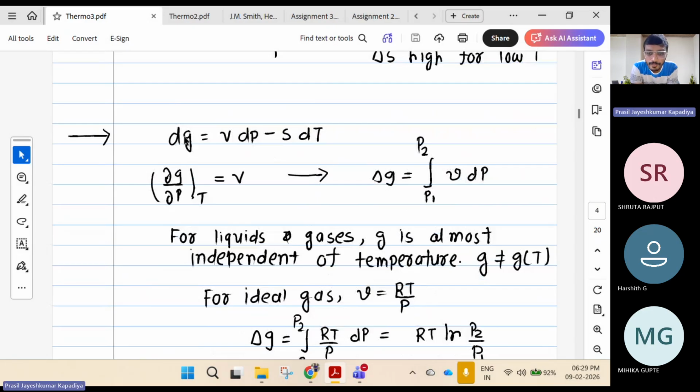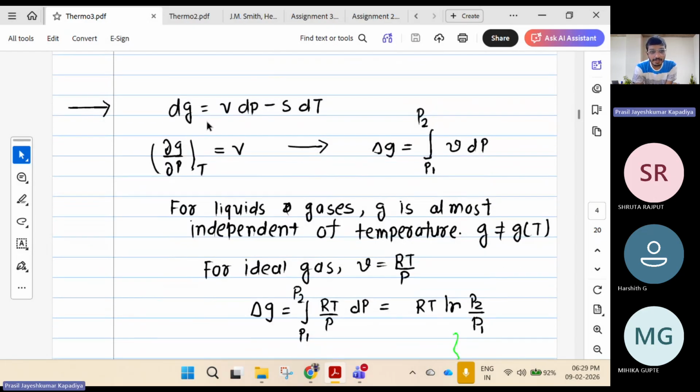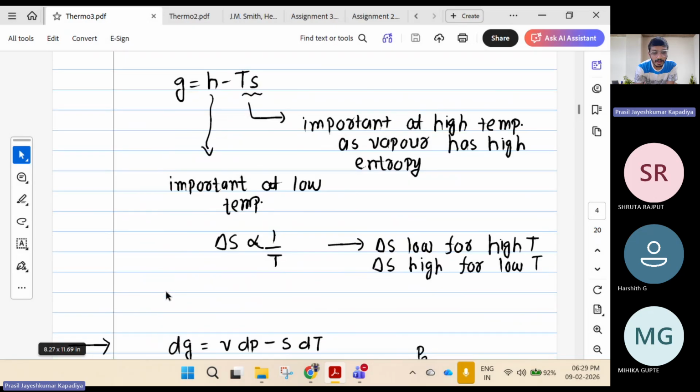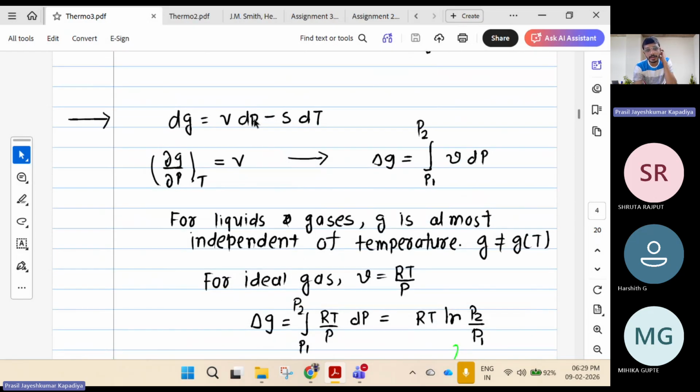Again we are coming back to this equation, dG is VdP minus SdT. Earlier we had a look at del G by del T at constant pressure. Now have a look at del G by del P at constant temperature. Initially we looked at how Gibbs free energy varies with temperature. Now let's see how Gibbs free energy varies with pressure. What will be the expression? Del G by del P at constant temperature, T is constant, so we are only left with volume, molar volume or volume, however we want to say it. If I integrate this equation, delta G will be equal to the integral from P1 to P2 of V dP.